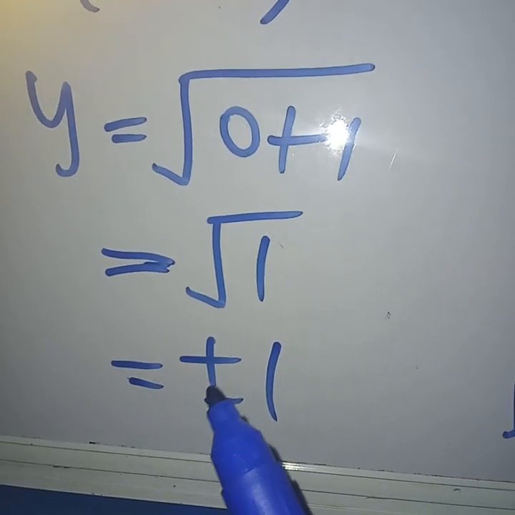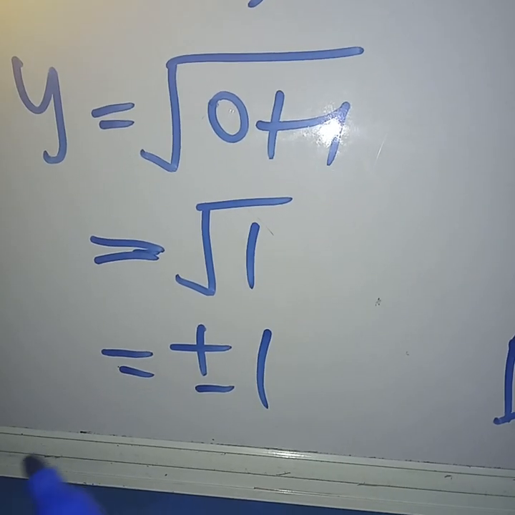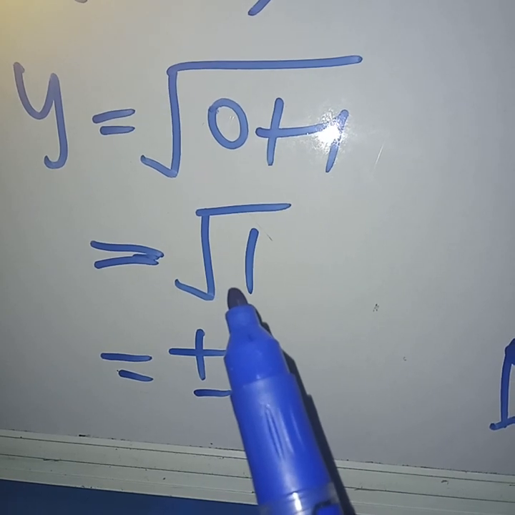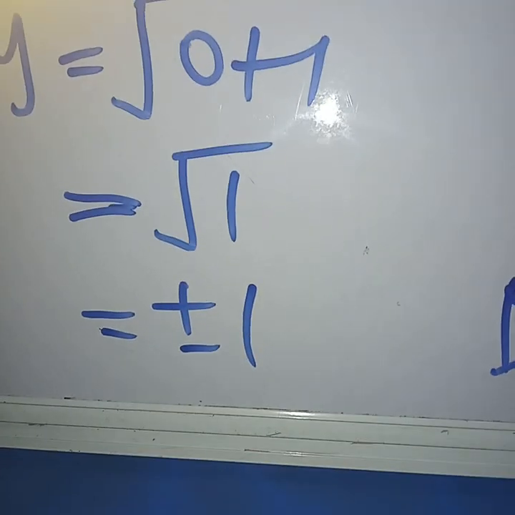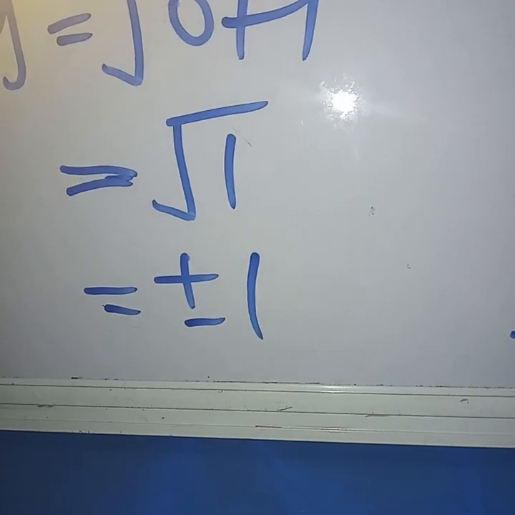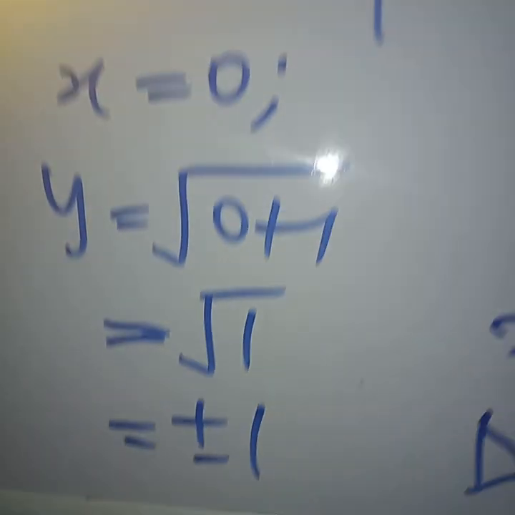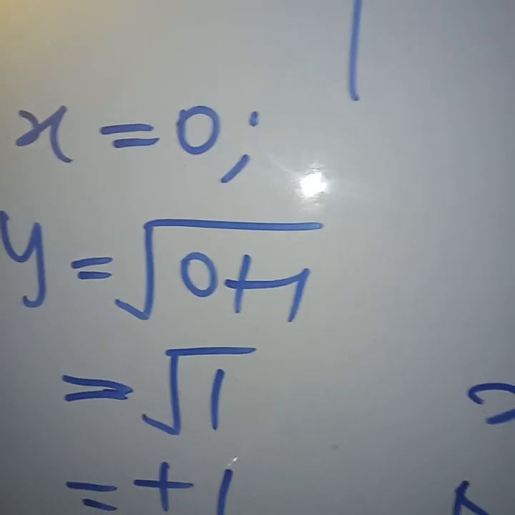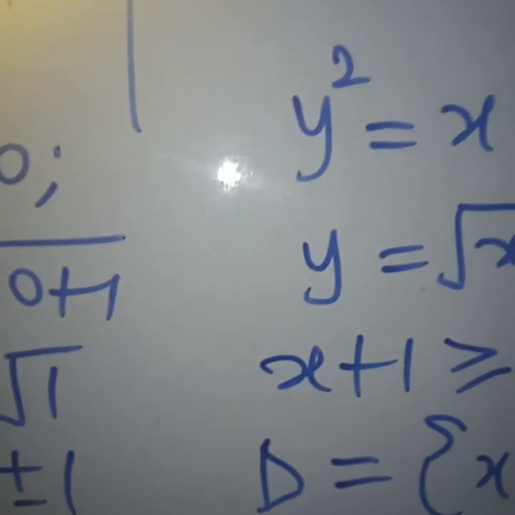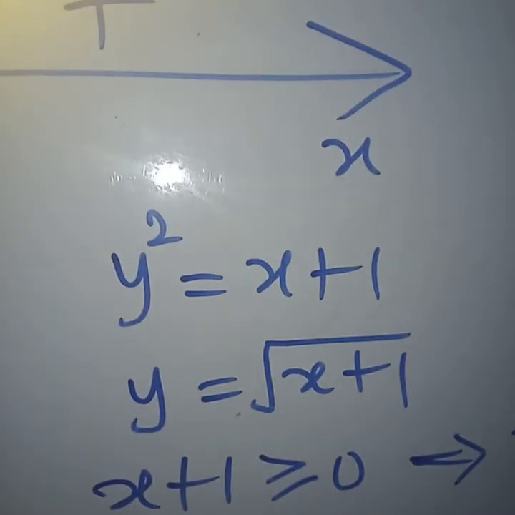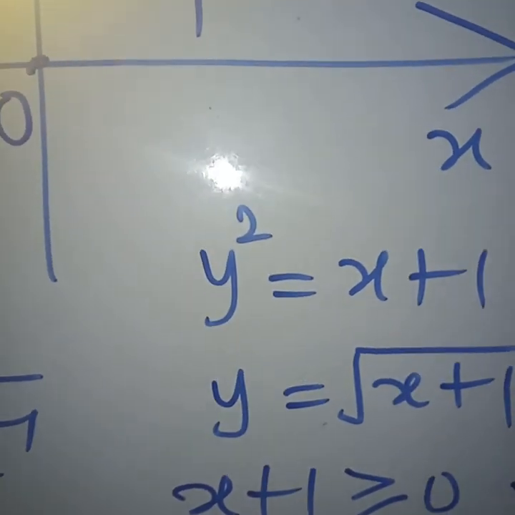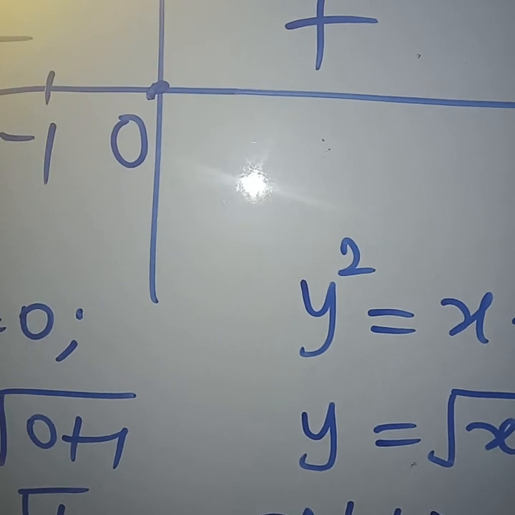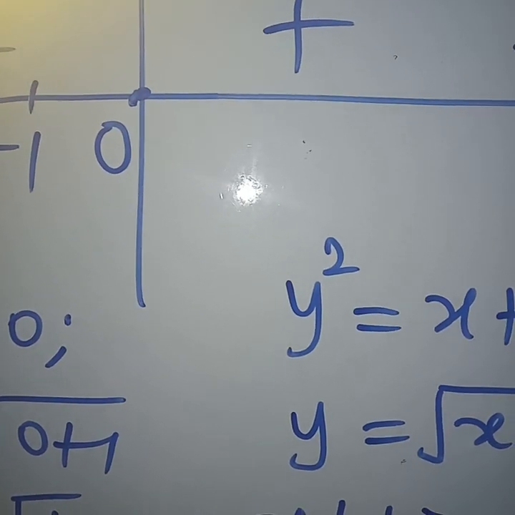So by the definition of a function, for an equation to be a function, there must be an x which corresponds to a unique y. But here, x equals 0 corresponds to two values of y. And by this we'll say this equation is not a function. So it is not a function. So that is it.